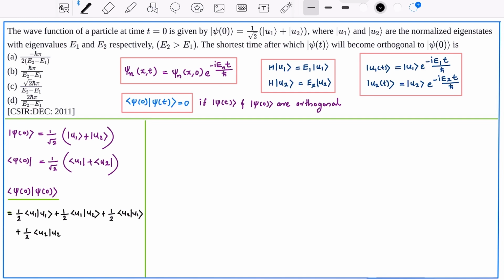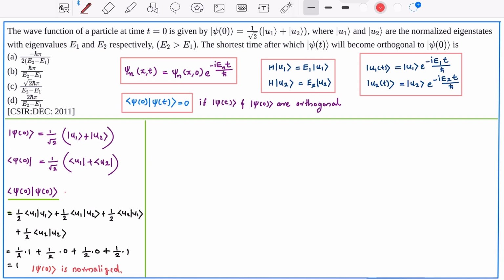Now we can write it as 1 by 2 into 1 plus 1 by 2 into 0 plus 1 by 2 into 0 plus 1 by 2 into 1, that is equal to 1 by 2 plus 1 by 2, that is equal to 1. Thus the inner product of psi of 0 with itself is 1, meaning the given state psi of 0 is normalized. So no need to introduce a normalization constant further. Psi of 0 is normalized.